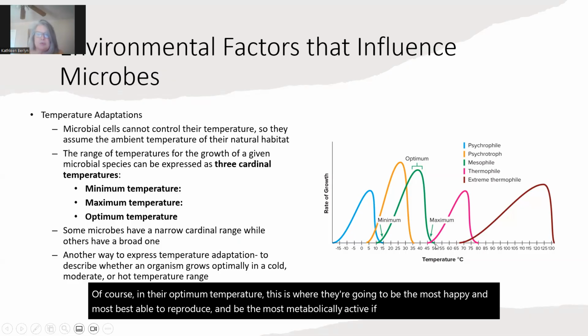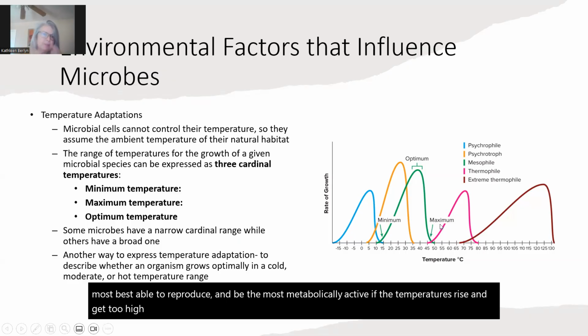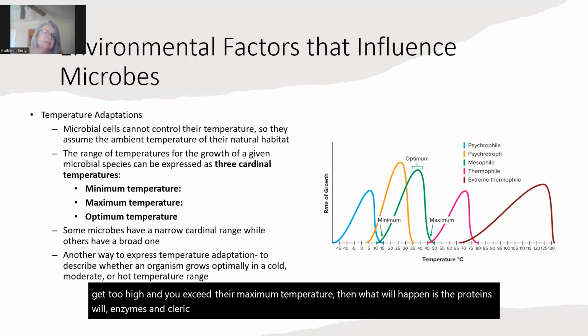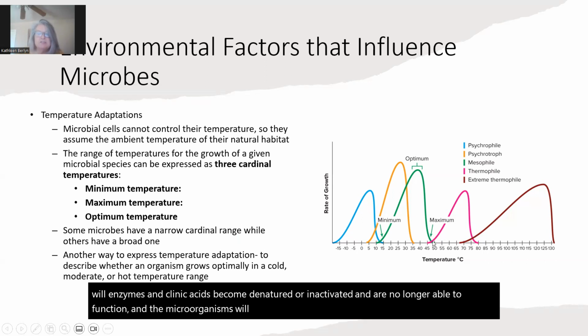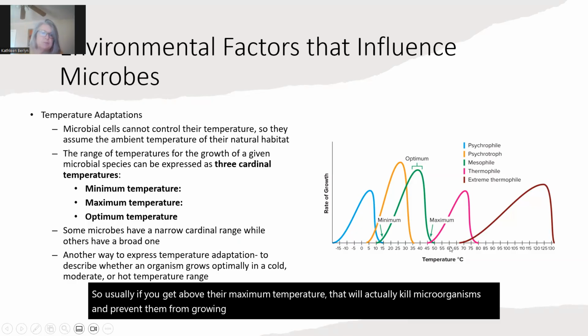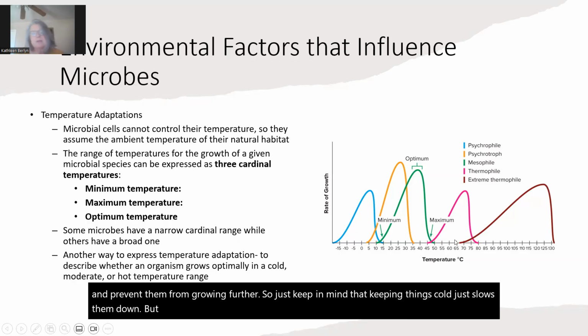If the temperatures rise and get too high and you exceed their maximum temperature, then what will happen is the proteins, enzymes and nucleic acids become denatured or inactivated and are no longer able to function, and the microorganisms will die. So usually if you get above their maximum temperature, that will actually kill microorganisms and prevent them from growing further. So just keep in mind that keeping things cold just slows them down but doesn't kill them, but often heating them up will actually kill them.